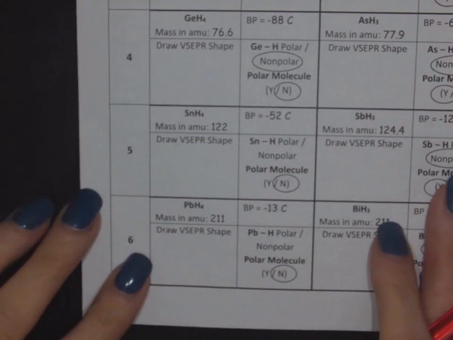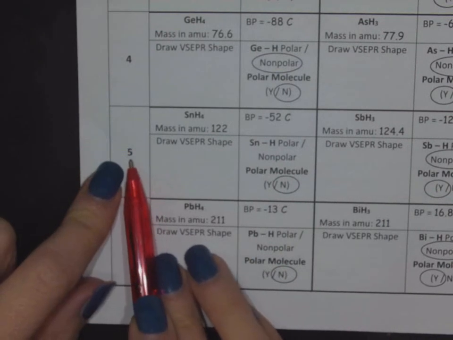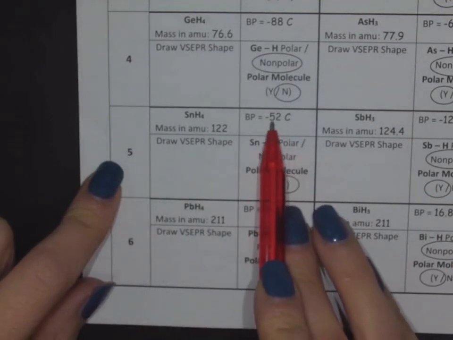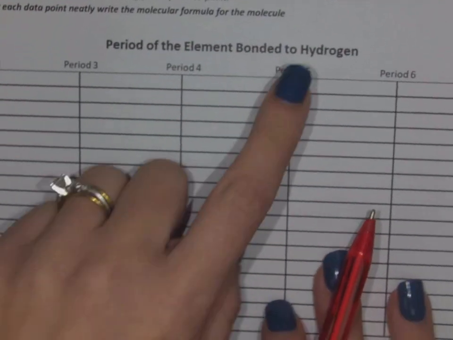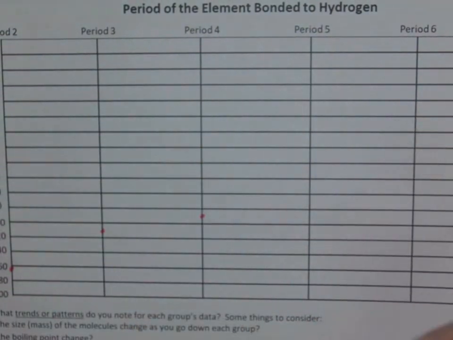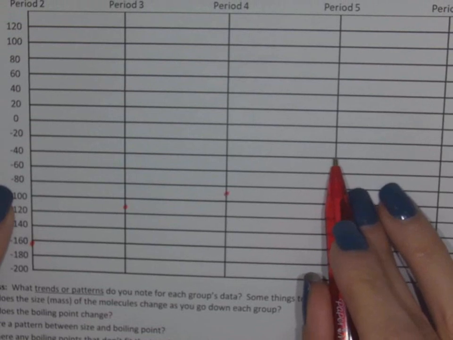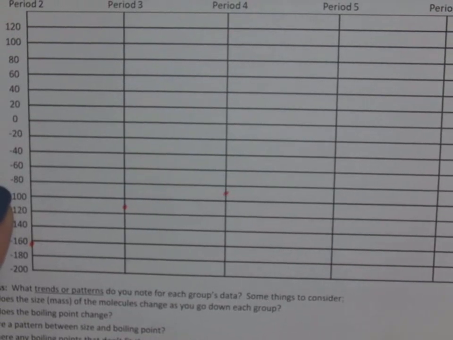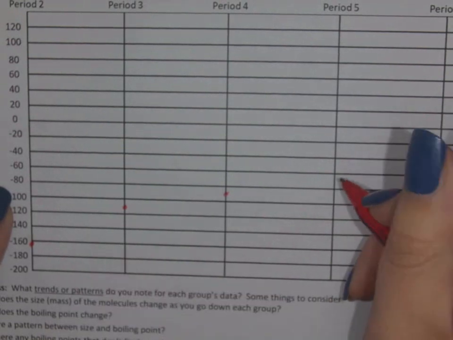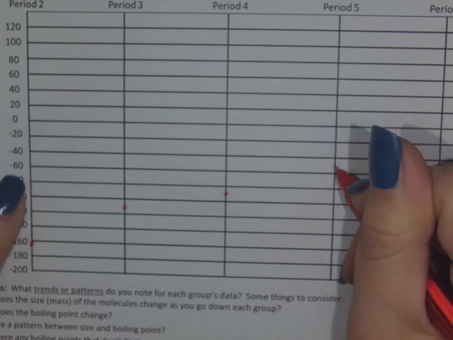Two more in group 14. This one's going to be in period 5, and we have negative 52 degrees Celsius. Okay, so period 5, and we got negative 52. So we got 60 right here, 40 right there. So negative 50, and this one, remind myself, negative 52. Okay, so negative 50, we're right in the center, maybe just a hair below the center between those two lines.